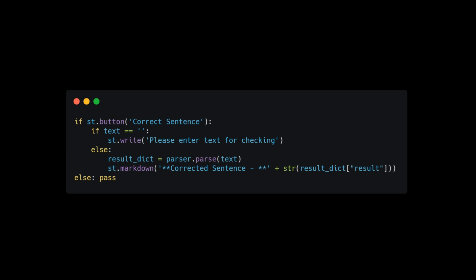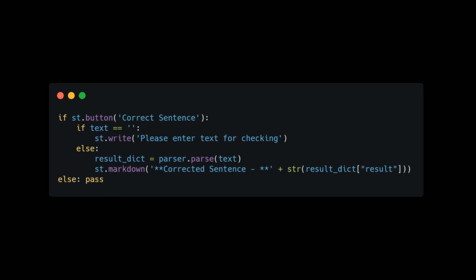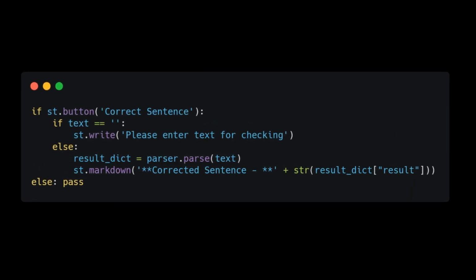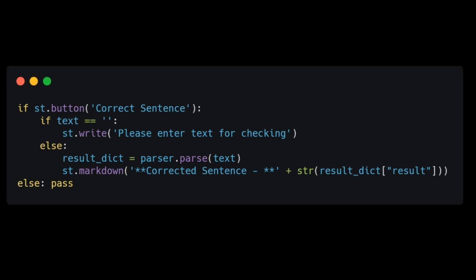Entering the fourth piece of code, here what I've done is I've created a simple button using the function st.button and I've given it the name "correct sentence". If the inputted text is empty, then I print out "please enter text for checking". If actual text is entered, then I call the function parser.parse and pass the inputted text. Whatever results I get from the API call is what I save into the variable result_dict.